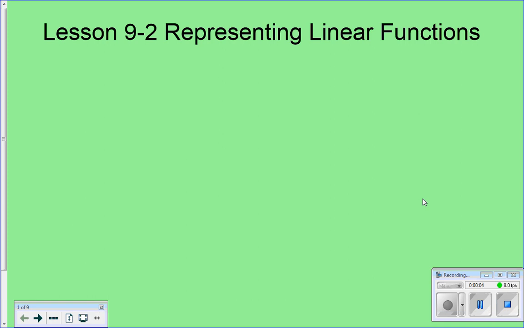Yesterday, what did we say linear means? Do you remember? Straight line, remember? What about a function? What was a function again? What did we talk about that? You got here? Put something in, you get something out.